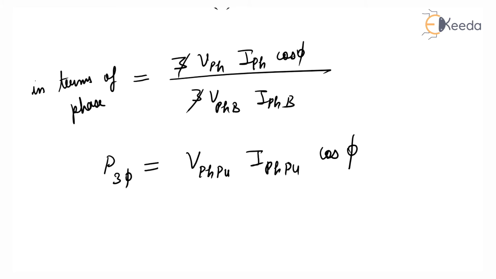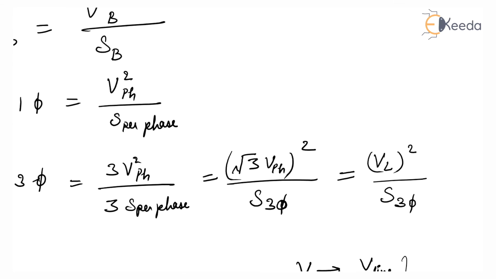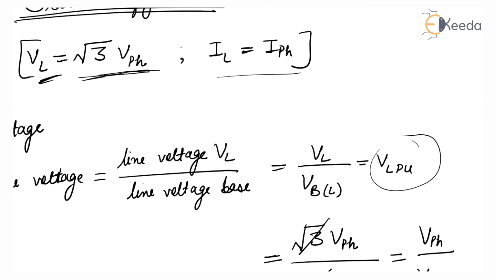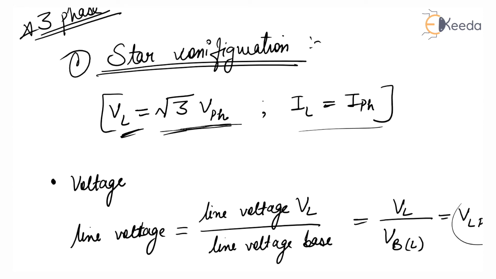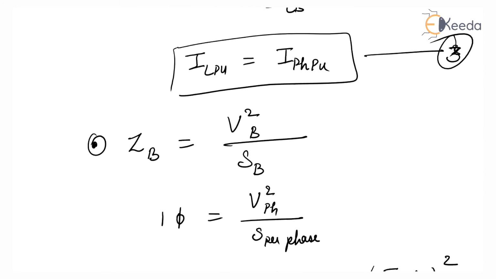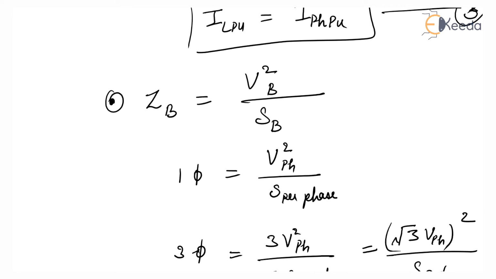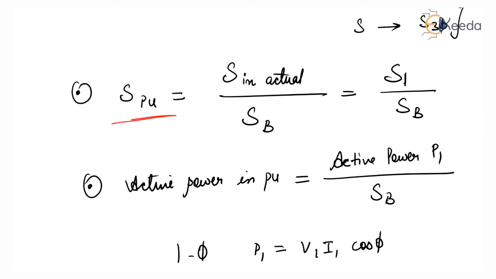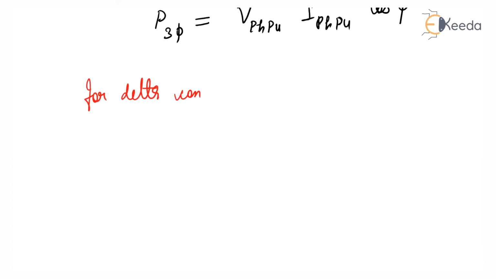So this is for the star configuration: voltage, current, impedance, and apparent power. For star configuration, first is voltage, second current, third impedance, and fourth apparent power.